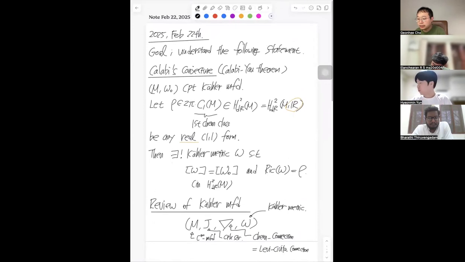So probably by next time, we'd like to understand the following statement of the Calabi conjecture, which was already solved in 1978, so we need to call it the Calabi theorem, but most people still call it the Calabi conjecture. So the statement is, we have a compact Kähler manifold, and we choose the first Chern class times 2 pi, and we just take one of the representatives, say rho.